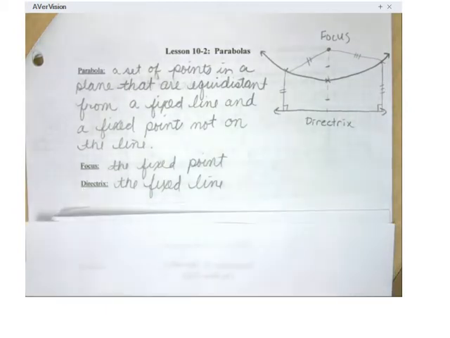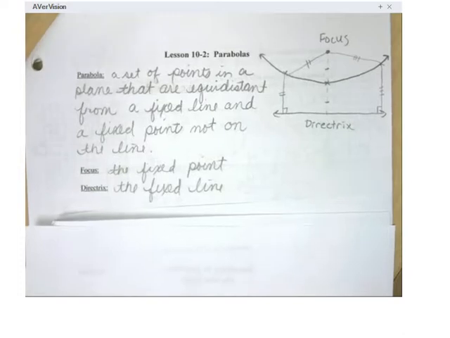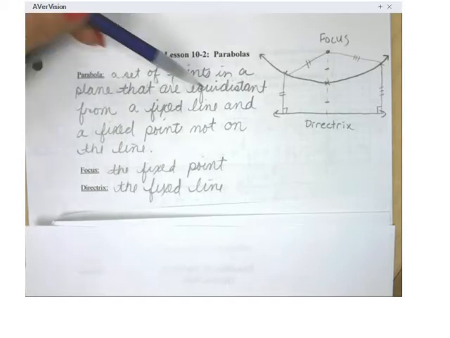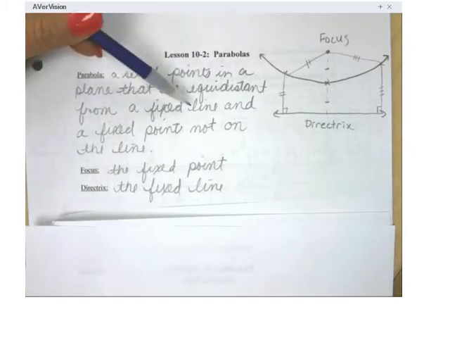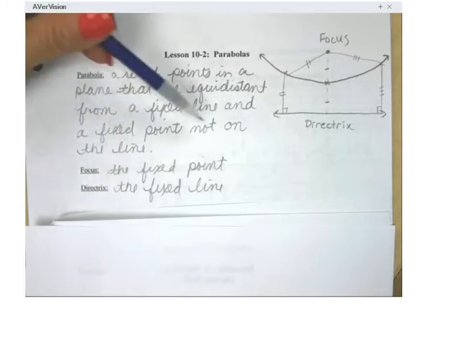Today we're going to look at the first conic section, and that's a parabola. And you all know what a parabola looks like. However, we're going to look at it in a very different context. So our definition of a parabola is the set of all points in a plane that are equidistant from a fixed line and a fixed point which is not on the line.